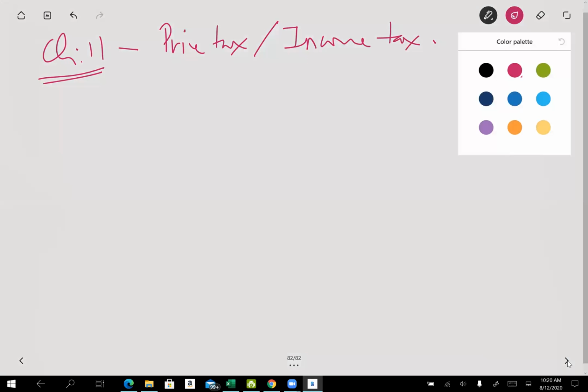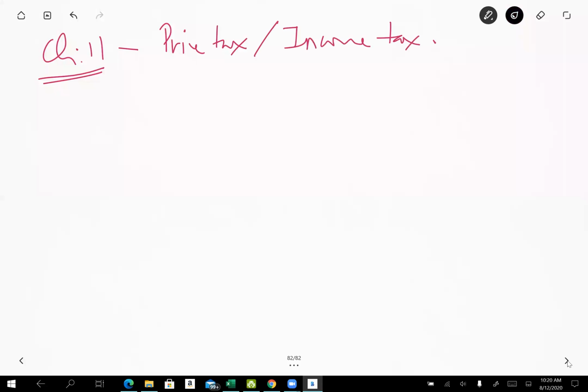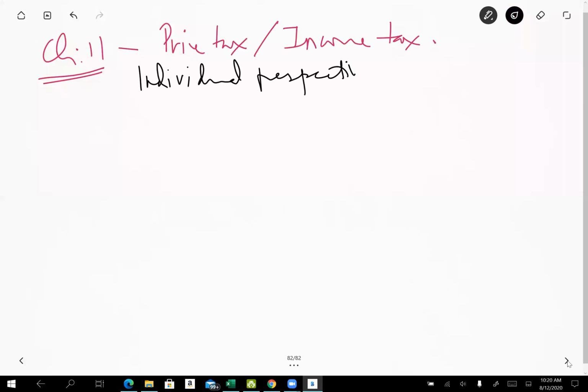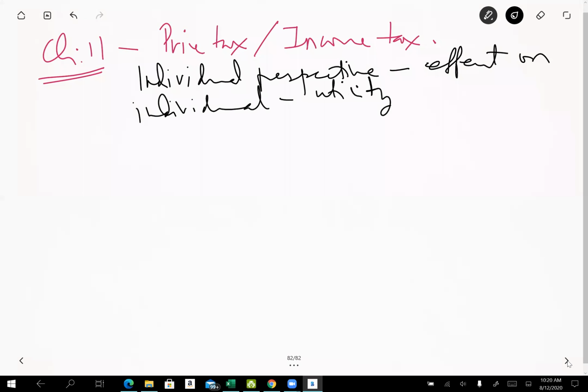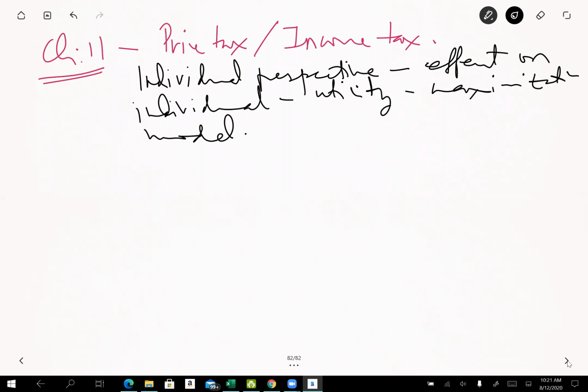Now, what we want to do is discuss the tax from the individual perspective. How does it affect the individual? All right, the effect on the individual. So here we're going to make use of the utility maximization model, where the individual, or here in this case the taxpayer, maximizes utility given the budget line.